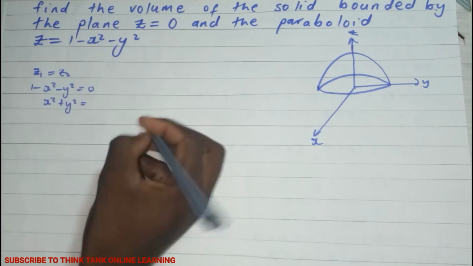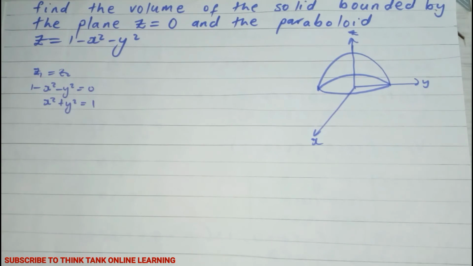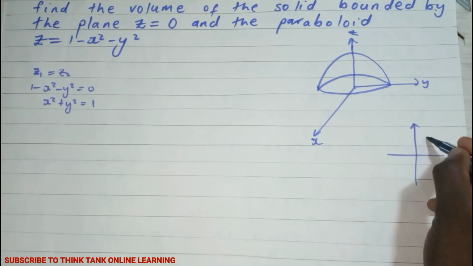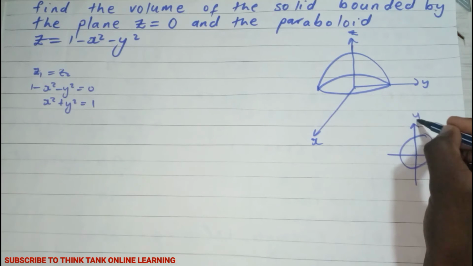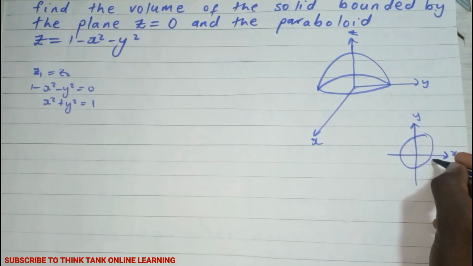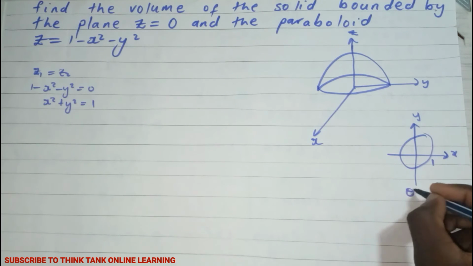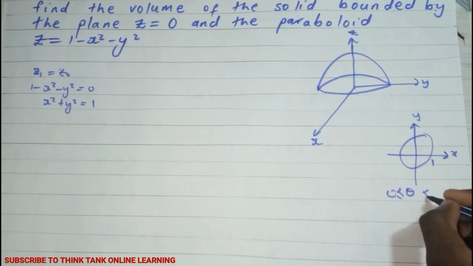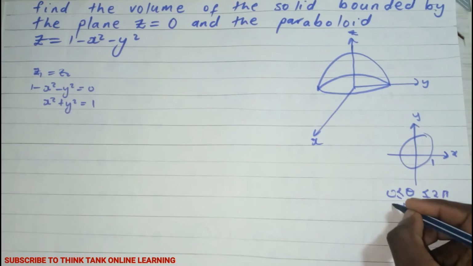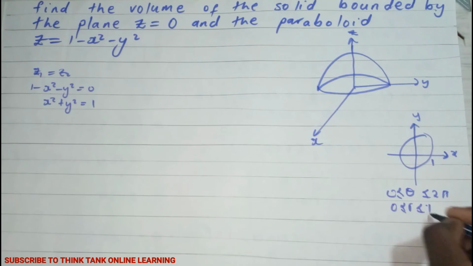Luckily, we have a circle of radius 1. So we draw a circle here, in the x-y plane. That means the radius is 1. So theta ranges from 0 to 2 pi, then the radius r ranges from 0 to 1.